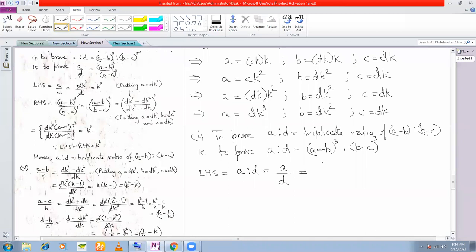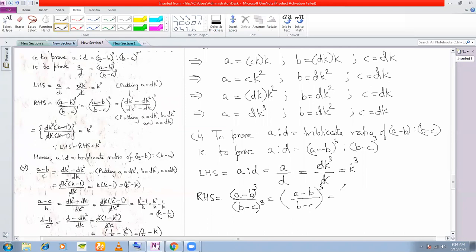Put the value. A is dk cube and D is D only. This cancels. We simply get k cube. Right hand side. Right hand side is A minus B by B minus C whole cube. You can write this as A minus B by B minus C whole cube.